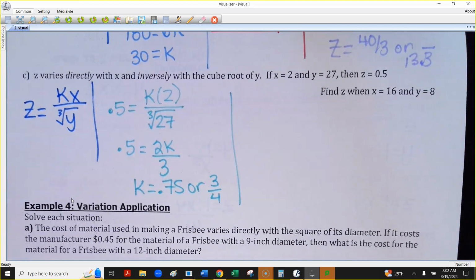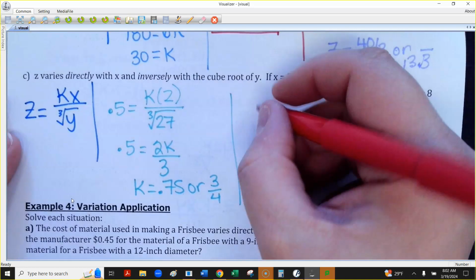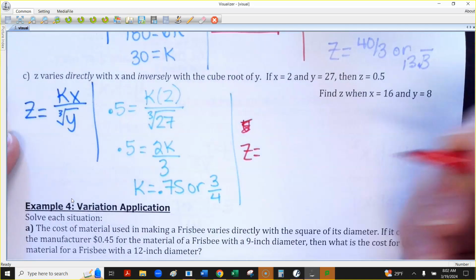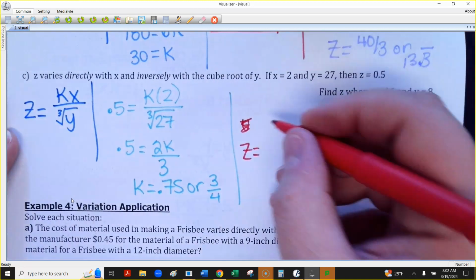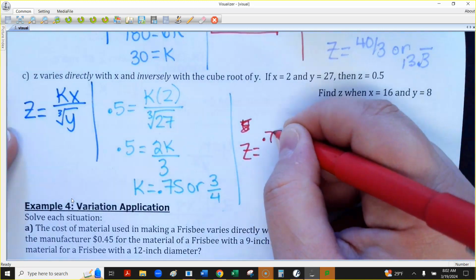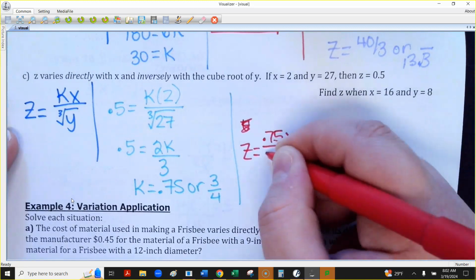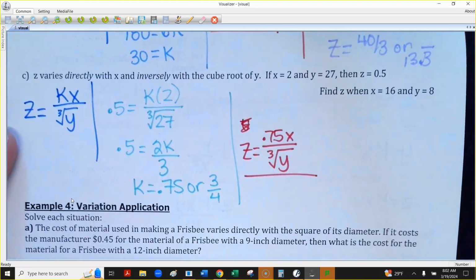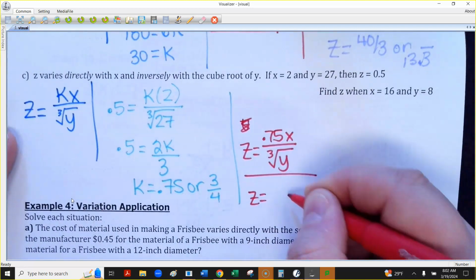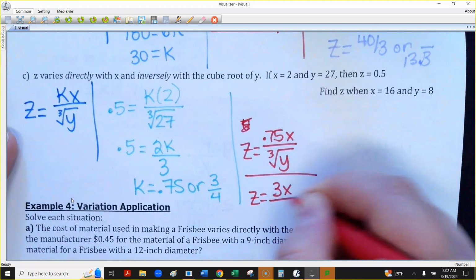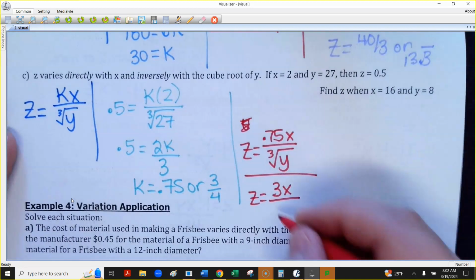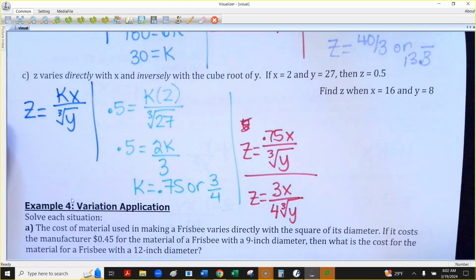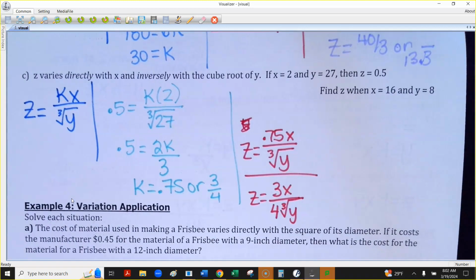Okay, now I want to show you 2 ways to write this, and you can just use whichever one you like better. I'm sorry, we're using a z. All right, if you want to use the decimal, you could totally use the decimal, so you could do just 0.75x over cube root of y. If you want to use the fraction, you would have the 3 on the top with the x, and then you'd have the 4 on the bottom with the cube root of y. Both of those would be correct.